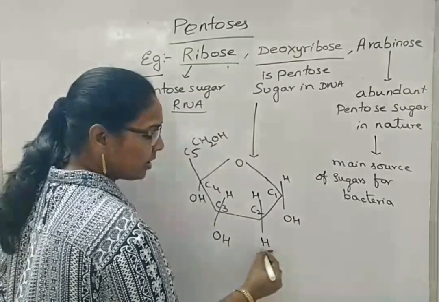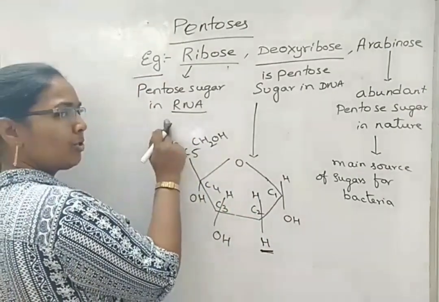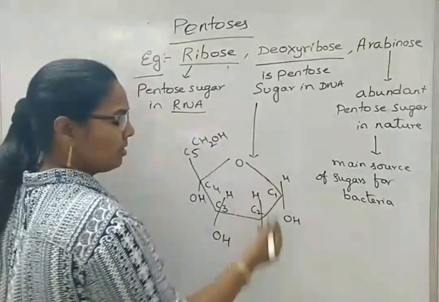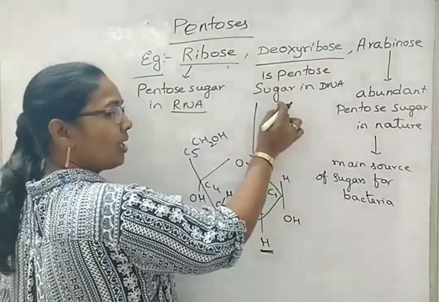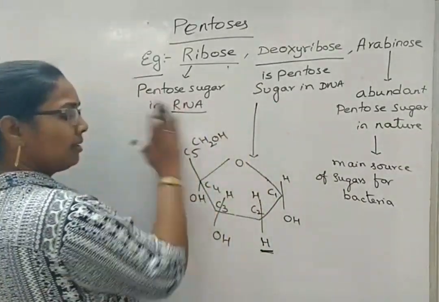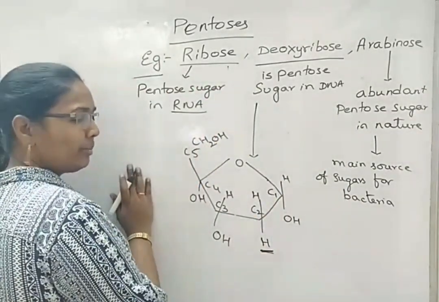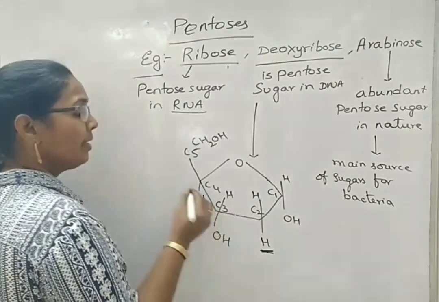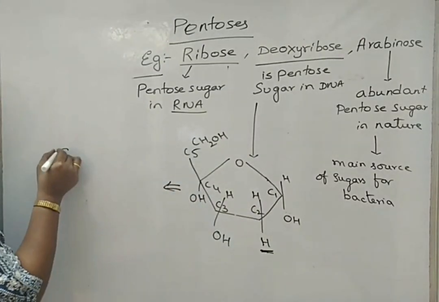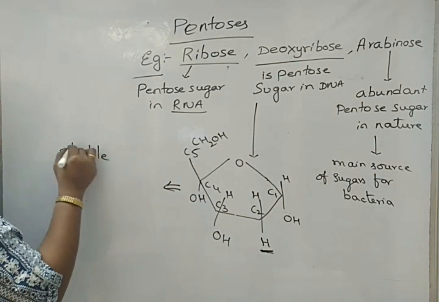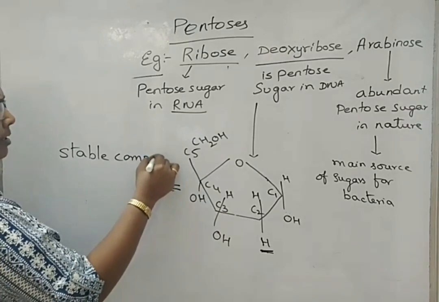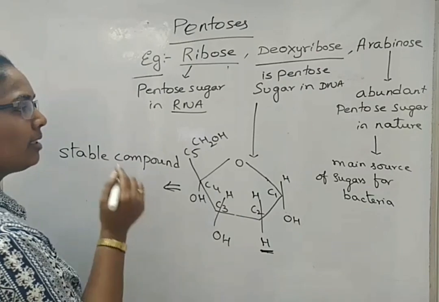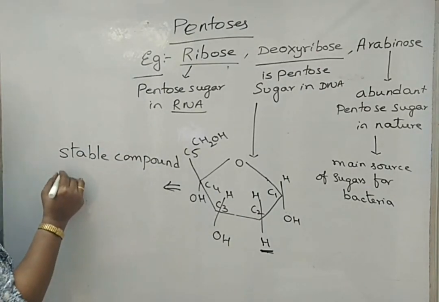Now when oxygen is removed from the ribose sugar, we give a term called deoxy. Since oxygen is removed here, it is called deoxy, but the remaining structure is the same as that of ribose. So deoxyribose sugar of DNA. Now this is considered a stable sugar or stable compound, which provides complete stability for the total DNA.